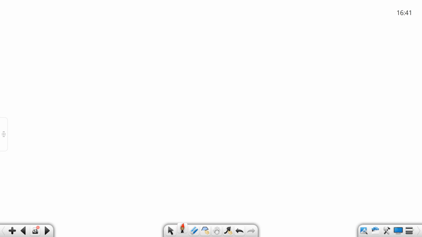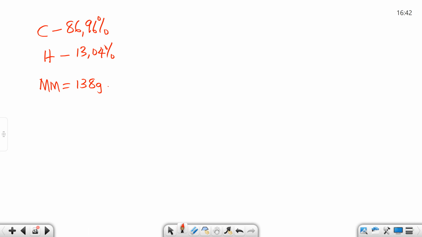It was saying, please listen, carbon has what? Carbon has 86.96%. And hydrogen has what percentage composition? 13.04%. Is that fine? And the molar mass, the molecular mass, I'm just going to say MM, is 138, I think. 138 grams. 2 questions. Determine the empirical formula and the molecular formula. All right. I know that it's a long time ago, but we need to know this quickly.